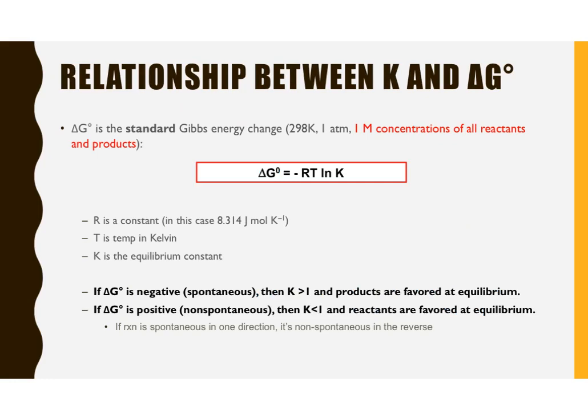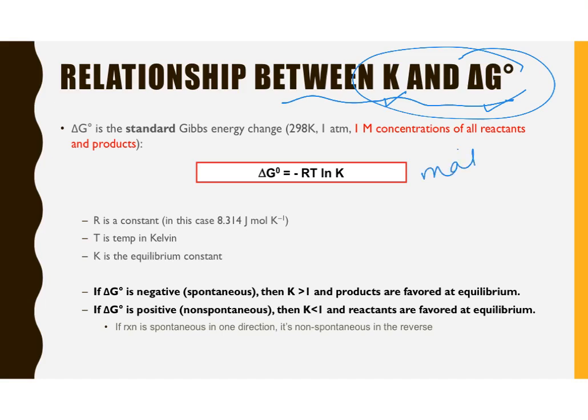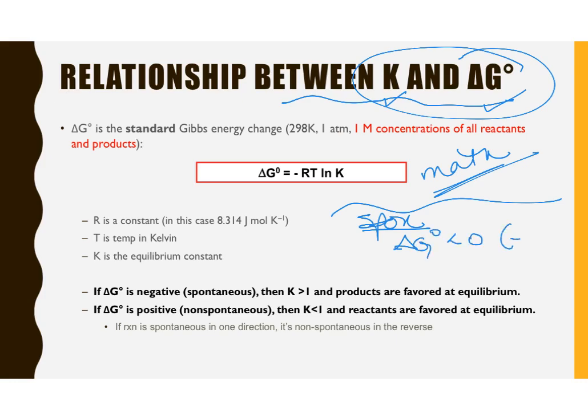So back to the title of the entire PowerPoint, what is the relationship between equilibrium constant and change in free energy? Here is the mathematical relationship, but we could also summarize it conceptually. We could say for a spontaneous reaction, delta G is less than 0, it's negative, and we also know that K is greater than 1, or that products are favored.